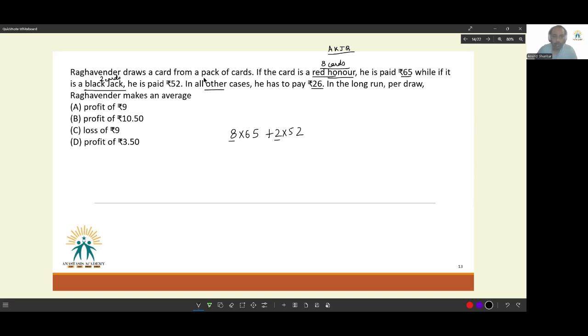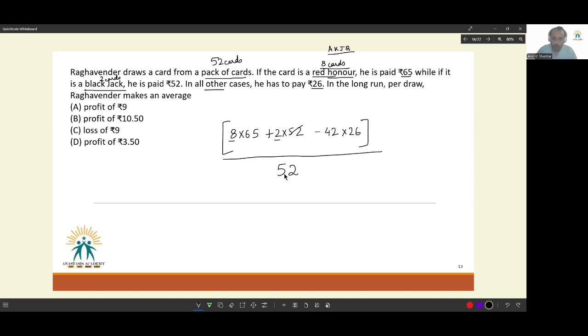A pack of cards usually has 52 cards. 10 are gone. So, for the remainder, 42 outcomes, he has to pay 26. So, this is his overall gain or loss over 52 outcomes. So, in the long run, per draw, Raghavendra makes an average. Per average, per card, per round, per draw, if we need the average, we divide it by 52 straight away.